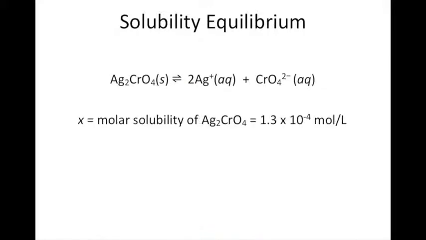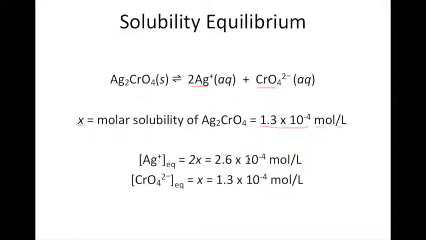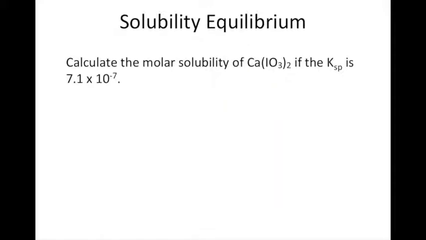So that means that for silver chromate, our molar solubility is 1.3 times 10 to the minus 4. It's always equal to x. So that means we can dissolve 1.3 times 10 to the minus 4 moles of silver chromate in 1 liter of water. Now we can also use x to calculate the equilibrium concentrations of silver and chromate. Remember, our silver is 2x, so we multiply this times 2 to get the concentration of silver at equilibrium, and chromate will just be equal to x. All right, now pause the video and give this one a try.